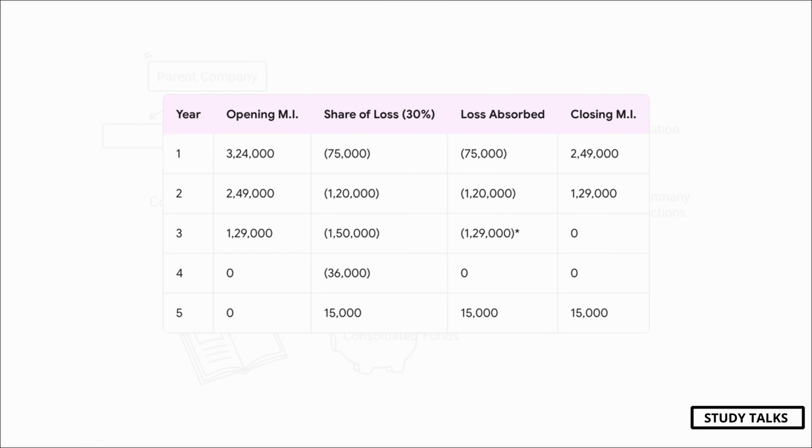Then in year 4, more losses, but their interest is already 0, so they absorb nothing. And then, check out year 5. A profit is made, and that profit first goes to rebuilding the minority's interest.